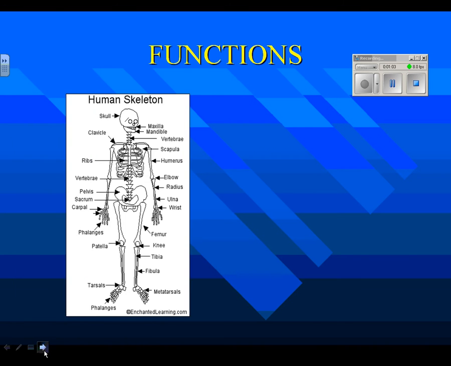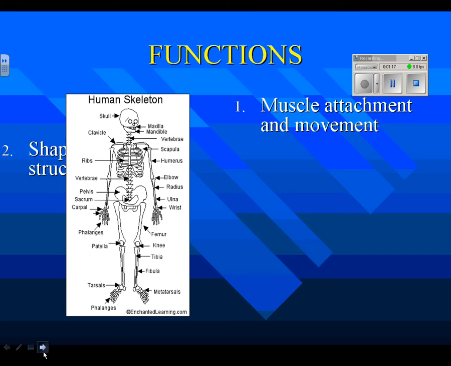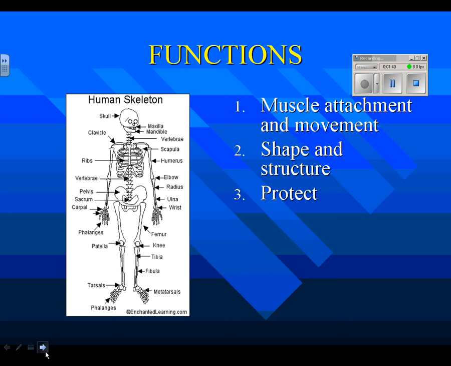The functions of the skeletal system, there are 5. Here's a skeleton with some of the parts you'll need to know. Number 1 is for muscles to attach and help it move. Number 2 gives you your shape and structure. Much of what you look like is determined by your skeleton. Of course, you add fat and muscle and things like that, but if you think about the structure of somebody's face, the width of their shoulders, their hips, how tall they are, this is pretty much determined by your skeleton. And number 3, protection.